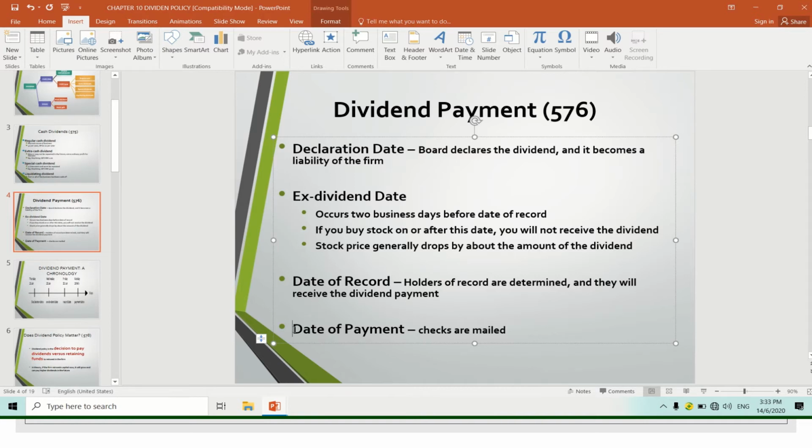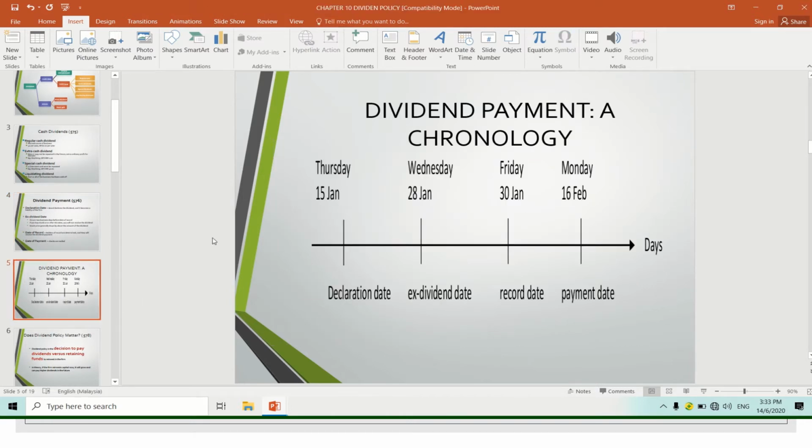And then the dividend payment also has the date of payment. On this date, the dividend payment will be made. So this is an example of the dividend payment process or chronology. For example, on 15 January, the company made an announcement that the company will pay dividend on 16 February.